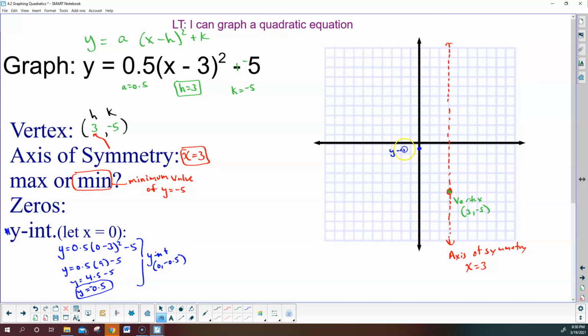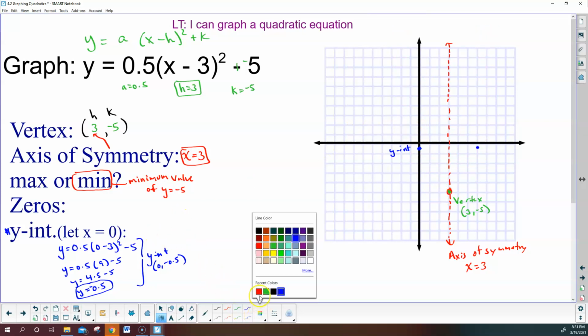Okay. So my y-intercept is over 0, down 0.5. I should label that as my y-intercept. And notice it's 3 units away from the axis of symmetry. So I'm going to go 3 units to the other side, 1, 2, 3, and now I have one other point. Right? So I have 3 points and I can draw my smooth curve through there.